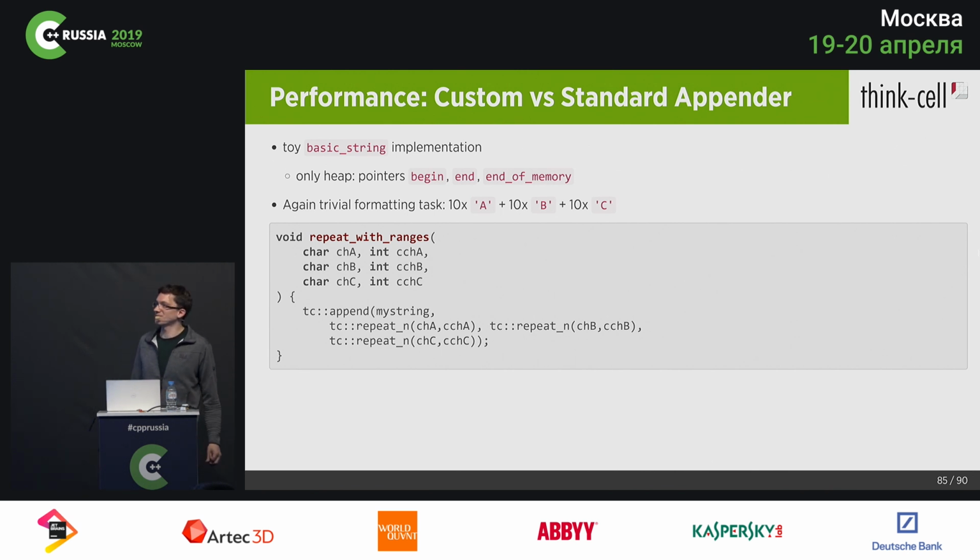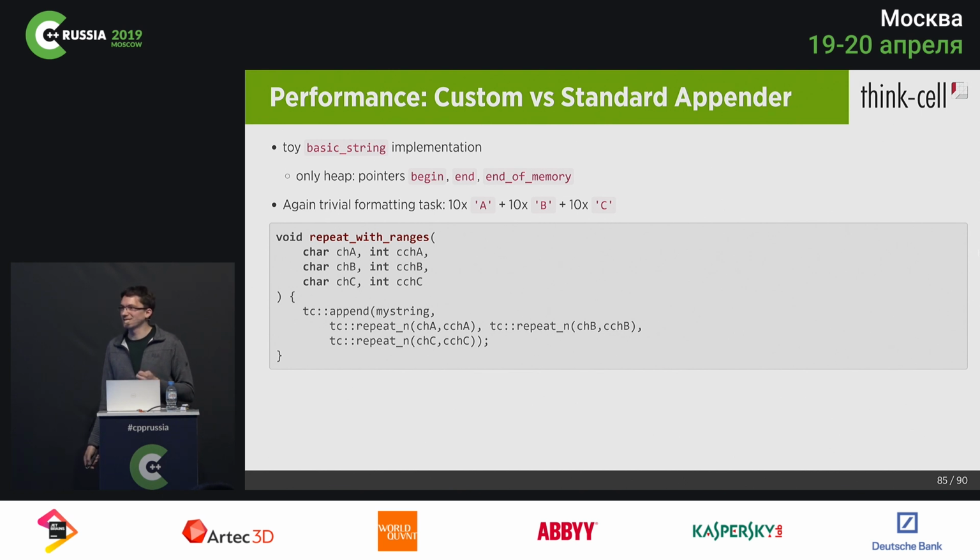And so the string implementation just has 3 pointers. There's a begin pointer that points to the begin of the allocated region. It has an end pointer that points 1 past the last character in the string. And it has an end of memory pointer that tells you where the allocated region ends, so you can check for buffer overruns and then do the reallocation.